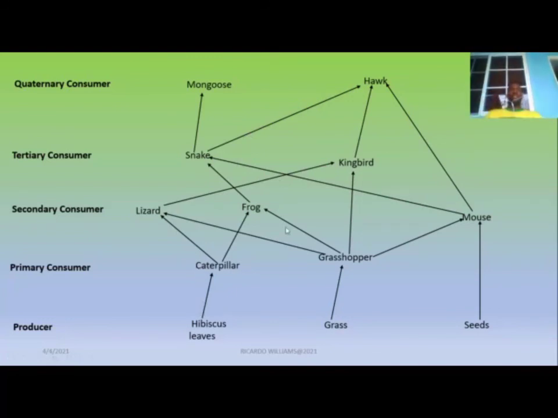Try and find ways to link your food chains together. Once you can identify how your food chains are linked together, then you can develop this web, and that's what we call the food web.